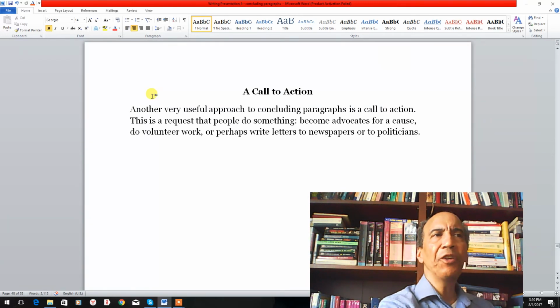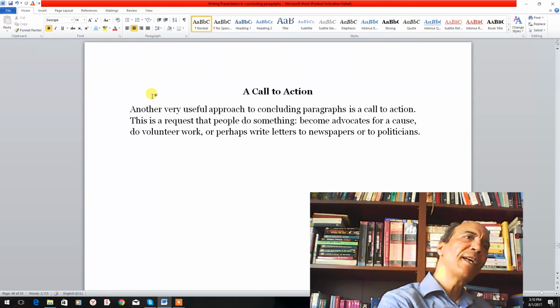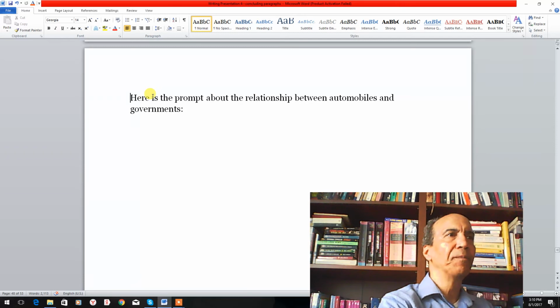Now, another very useful approach to concluding paragraphs is what I call a call to action. This is a request that people do something, that they become advocates for a cause, that they do volunteer work, or perhaps that they write a letter to a newspaper, or that they write letters to politicians.